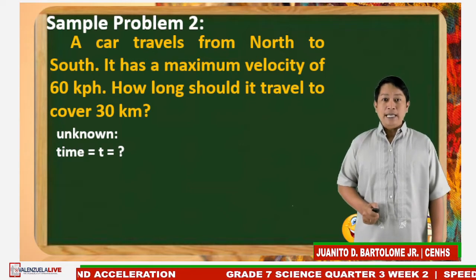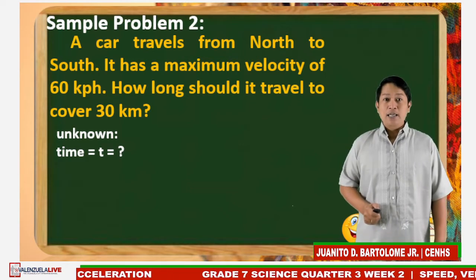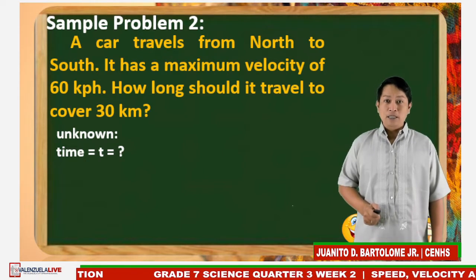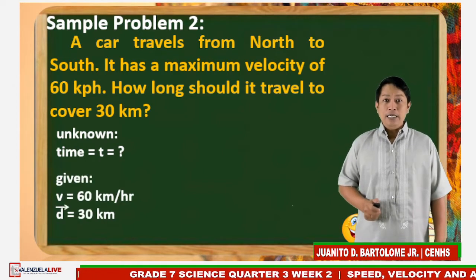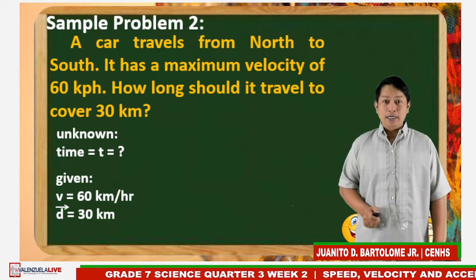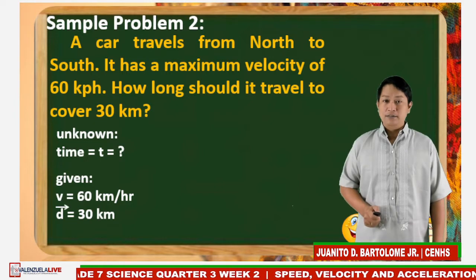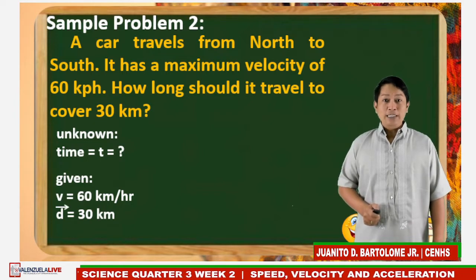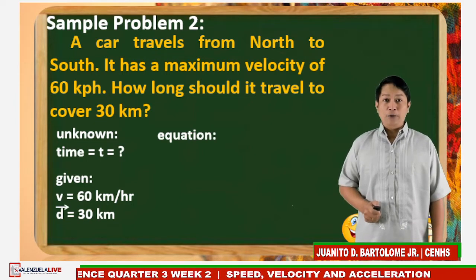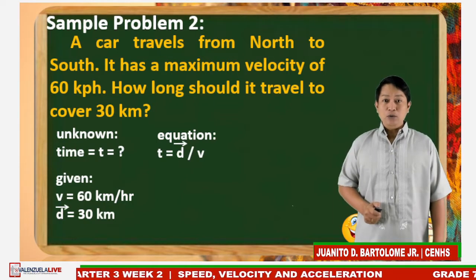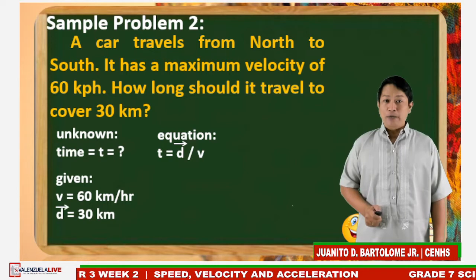Second, let us identify the given quantities. Our given quantities are velocity and displacement, wherein velocity is equal to 60 kilometers per hour and the displacement is equal to 30 kilometers. Third, we need to identify the equation to solve for the unknown, which is time.